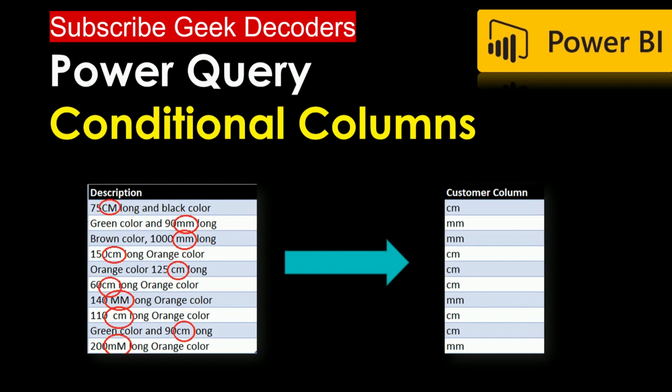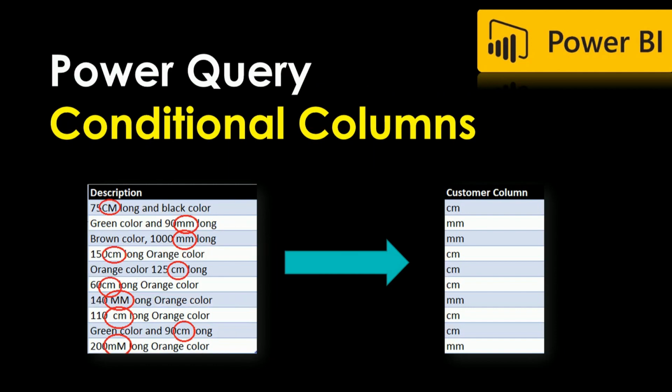Today my topic is how to use Power Query Conditional Columns. As you can see in the images below, in my data table we have a description column. I want to extract whether the length is centimeters or millimeters and add it to a new column. So basically I want to do a string extraction and add it to a new column, right? Let's see how we can achieve this using Power Query Conditional Columns.